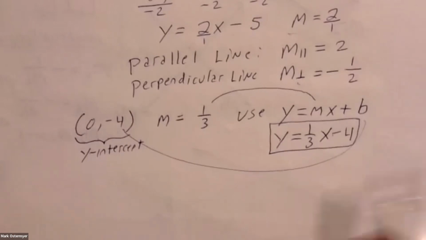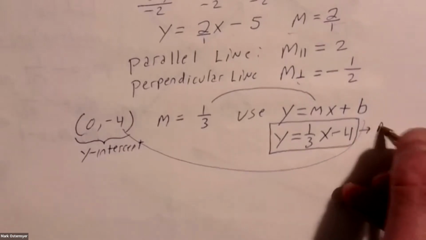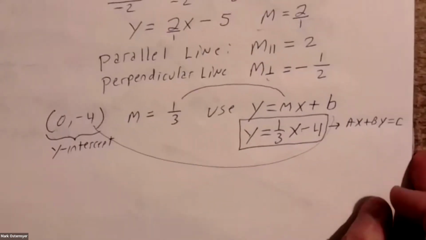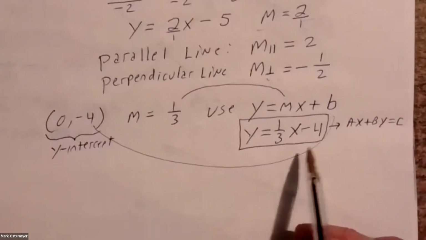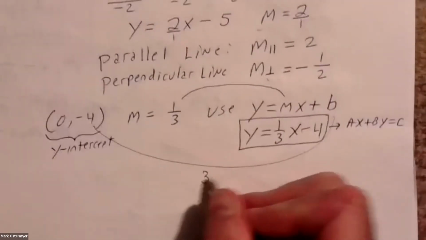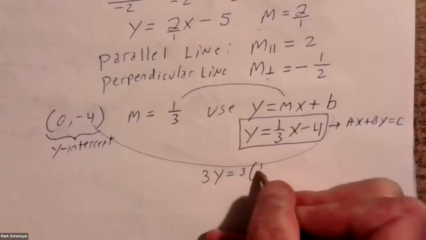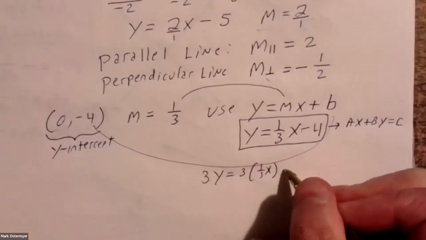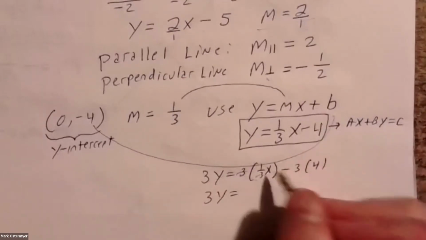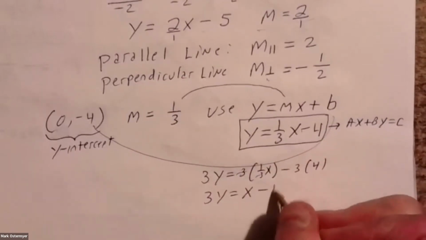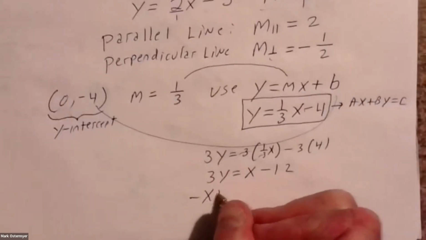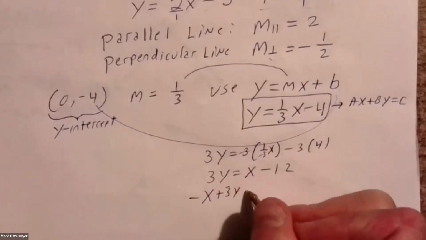And suppose I wanted you to get this into standard form. Could we do that? I'm just going to demonstrate this quickly here. First, I'd probably multiply both sides by 3 to knock this fraction out. So I'll have 3y equals 3 times 1/3 x minus 3 times 4. So we have 3y equals x minus 12, since the 3's drop, leaving just x. Then we subtract x from both sides because we're shooting for standard form now.